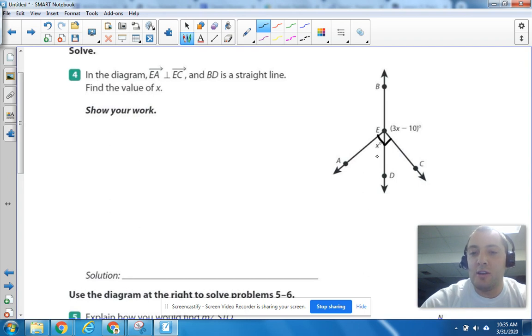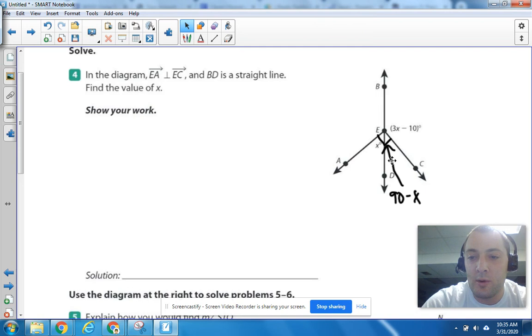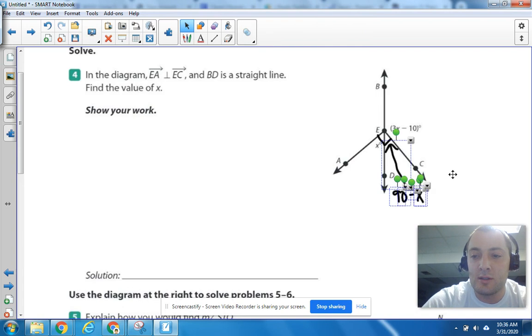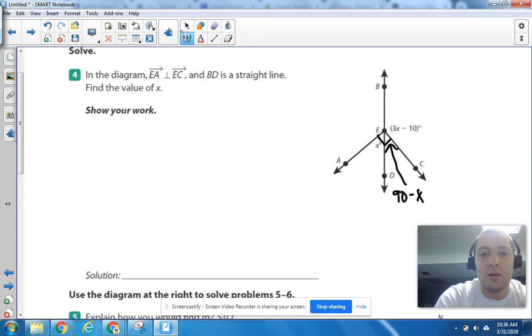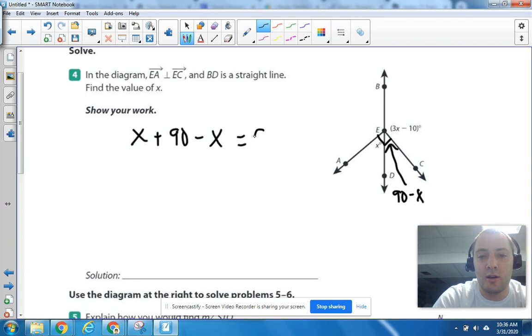But I would say that if these are 90 degrees, and this is x, this right here would be whatever that 90 is minus whatever x. So if x is 45, we'd take 90 minus 45 and we get this. If x was 30, we'd take 90 minus 30, and I know that this would be 60 then. So if I have x and I have 90 minus x, those two things added together should add up to be 90 degrees.